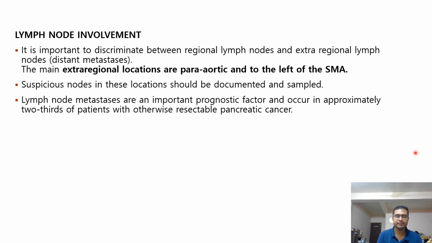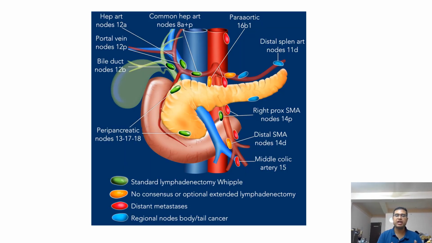Then there is lymph node involvement. Lymph node involvement is another important criterion for resectability, and it is important to discriminate between regional and extra-regional lymph nodes. The main extra-regional lymph nodes are the para-aortic nodes and those to the left of the SMA, and suspicious nodes in these locations should be documented and sampled. Lymph node metastases are an important prognostic factor, and they occur in approximately two-thirds of patients with otherwise resectable pancreatic cancer. So this is the Japanese consensus diagram of the lymph node stations, which includes all the regional and extra-regional lymph nodes, and which surgery should be done according to the lymph node involvement.